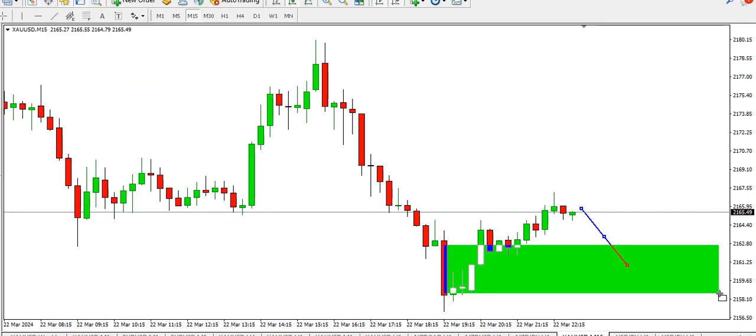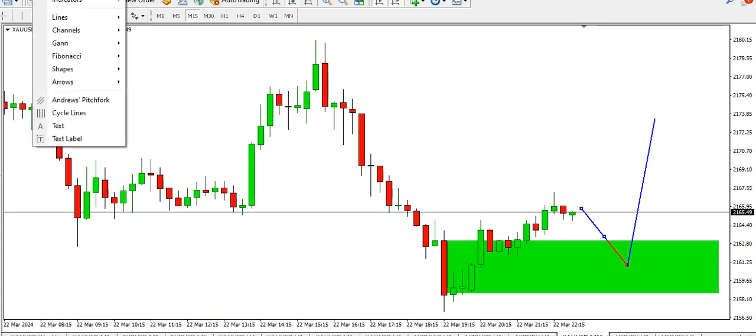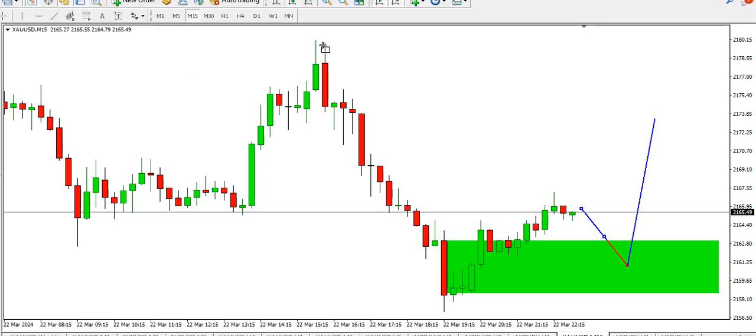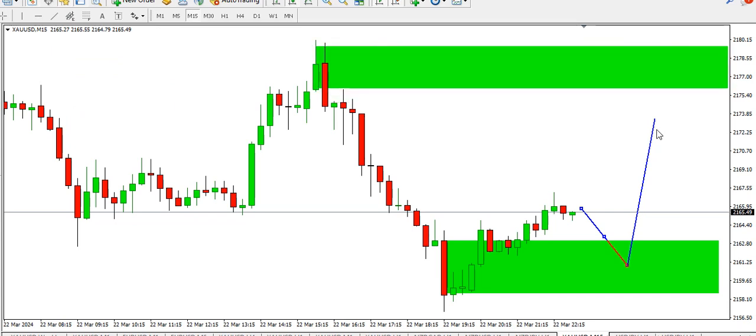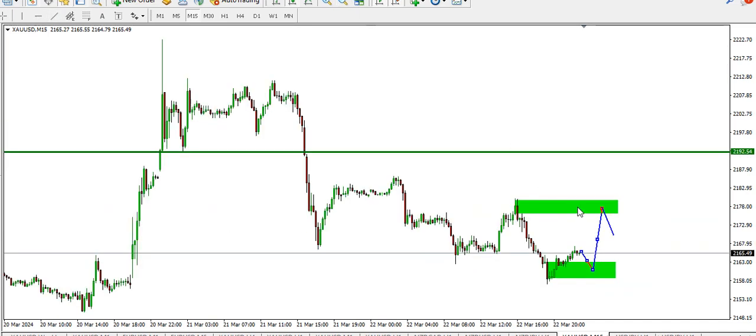price is unable to drop below this order block, price might find support and then start to target this order block. Okay, so whatever happens here, you might see price drop as usual, and then price probably ranges and then breaks lower. Then we know that the bearish trend is likely to continue.